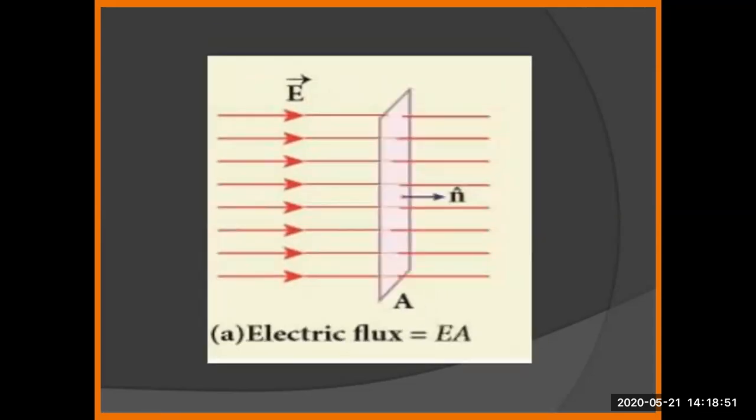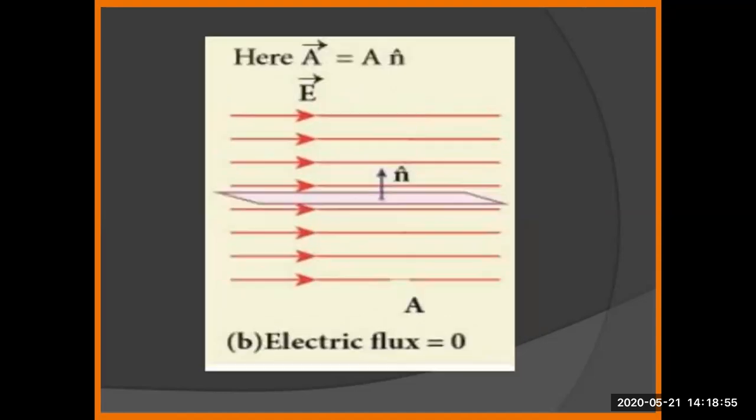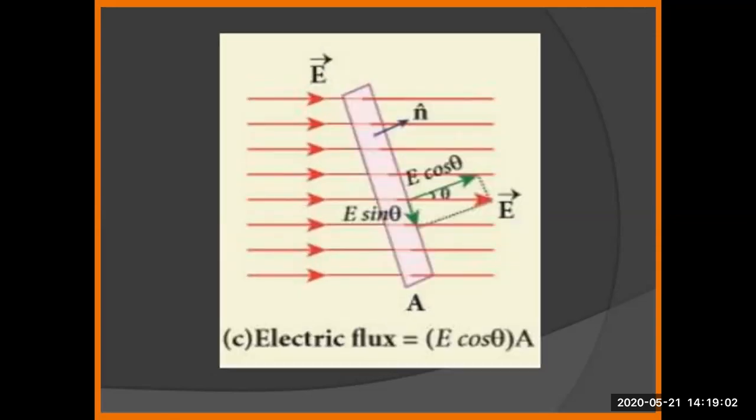We can see the perpendicular case, when the flux is maximum. This was the parallel case, the minimum, where flux is zero. And when it has some tilt, some angle with the direction of the electric field, we will have to take the cos of that angle. So we'll have to keep all these things in mind when we are solving the numerical questions or examples.